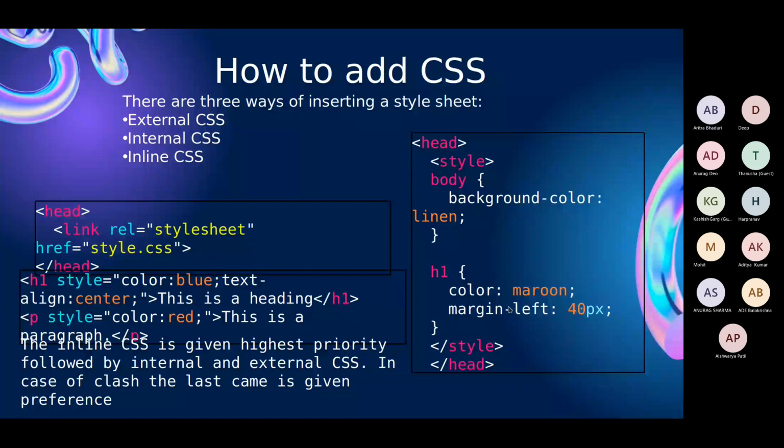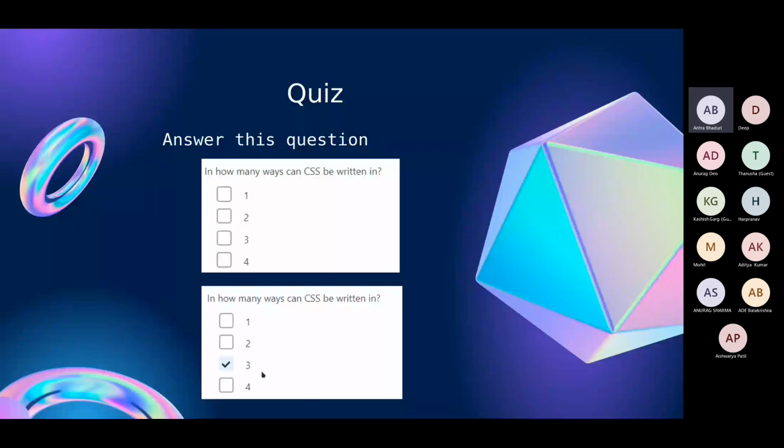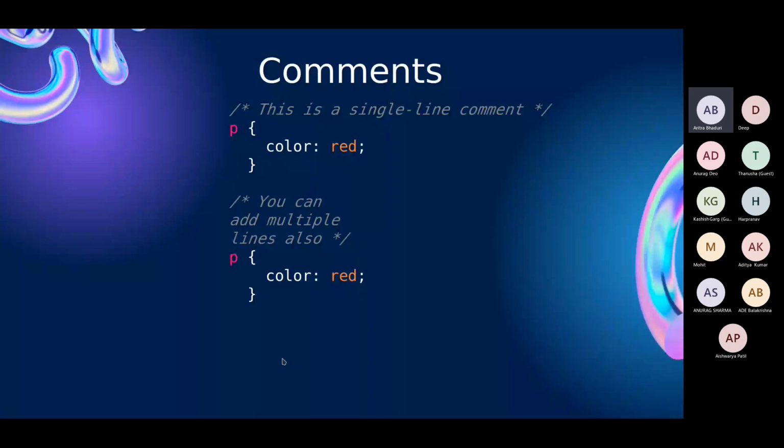So moving on, as I said, there are three ways that CSS can be written. We can add comments in CSS. These are standard C++ like comments. Single line comments or multiple line comments, both are possible in CSS.